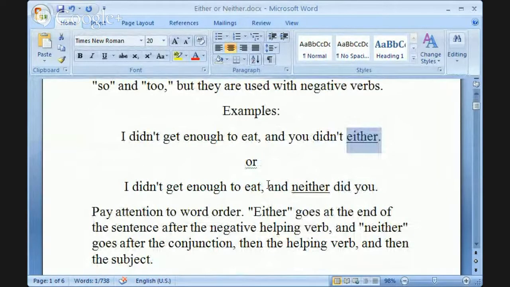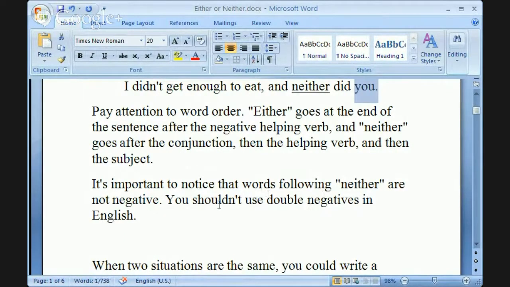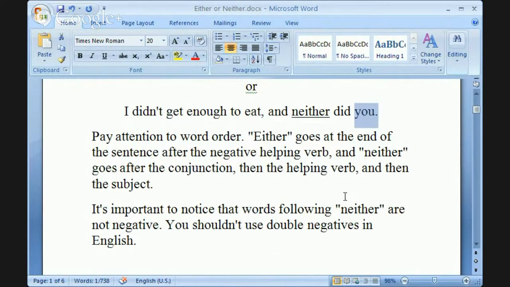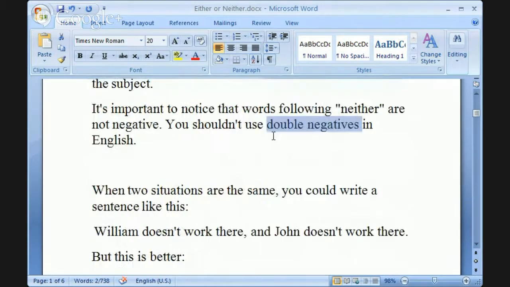Okay, and neither, the word order is always the same. It's the conjunction, and then neither, then the auxiliary verb, and then the subject. Important to note that the words following neither are not negative. All right, this auxiliary verb is a positive, did or does. Not negative because neither in and of itself is a negative word. So if you said and neither didn't you, you would end up with a double negative, which is a big no-no in English. Really try to avoid double negatives.